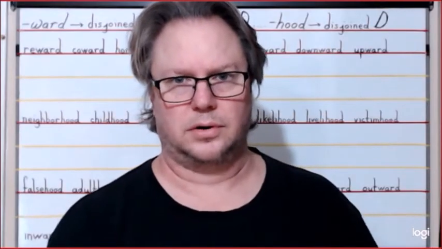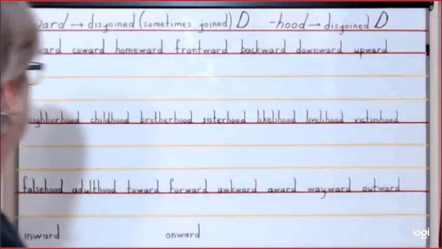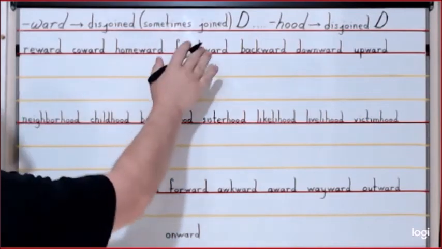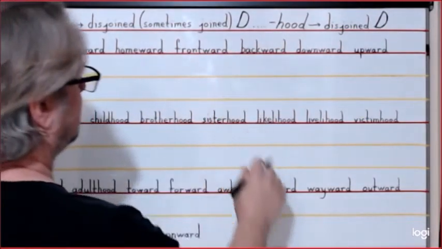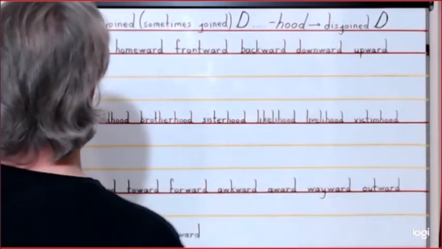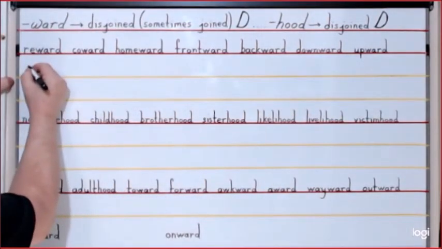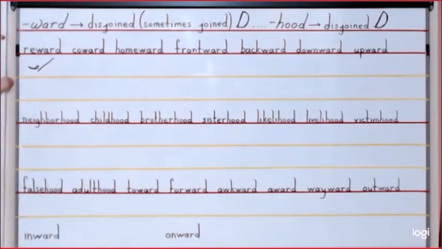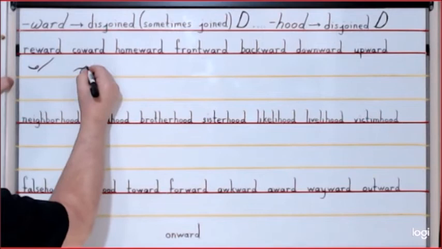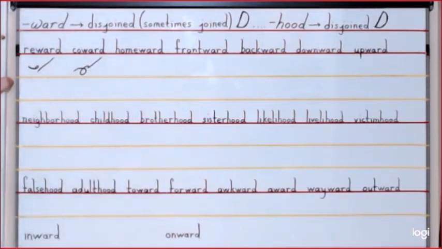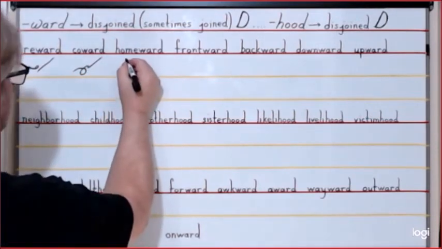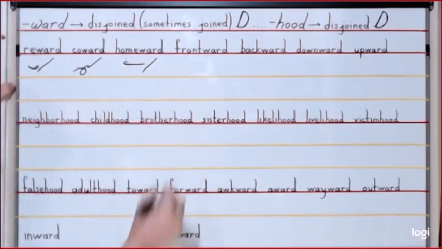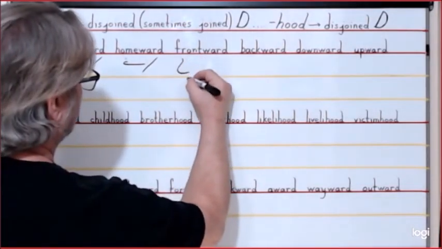The suffix ward, W-A-R-D, is represented by a disjoined D, and sometimes a joined D. The suffix hood is represented by a disjoined D. For the word reward, it is R-E, disjoined D. Coward is K-A-U, joined D. Homeward, so dot for the H-O-M, disjoined D. Frontward is F-R, disjoined D.